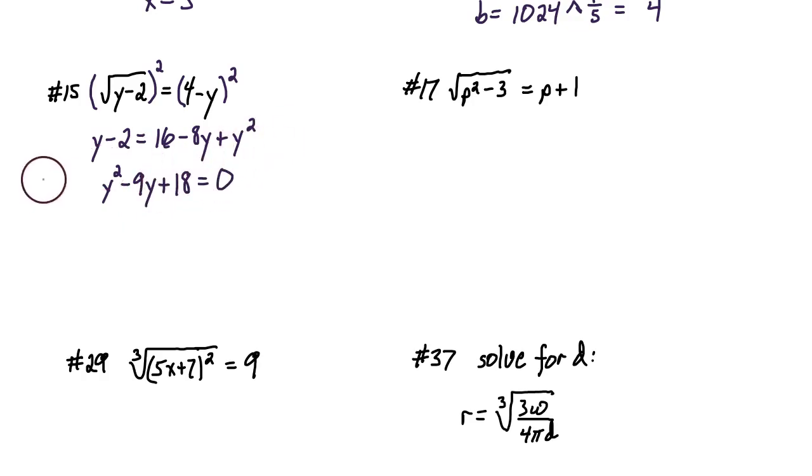What I did was I subtracted the y and I added the 2 in order to make this side be a 0. But then I just switched both sides using the symmetric property. This expression factors as y minus 6 times y minus 3.